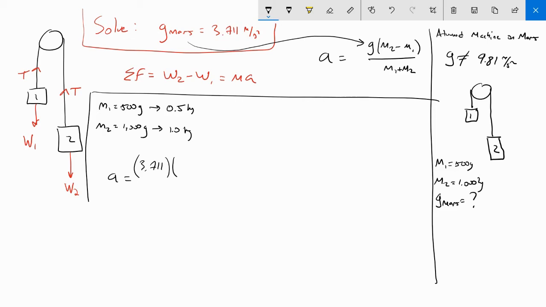Okay, so this is a decimal point, not a comma. So M2 minus M1, so I have 1 minus 0.5, in kilograms, of course, and now underneath I'm going to have 1 plus 0.5. Pull up the calculator here.